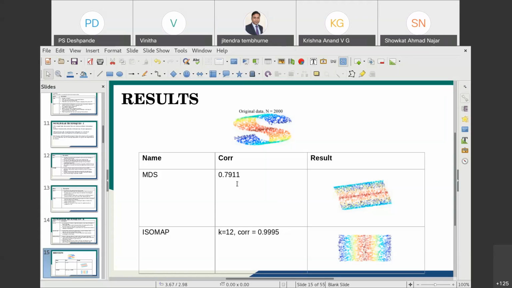You can also visualize how they look, because the S curve is a three-dimensional figure, and I put it in a two-dimensional representation. You see that in MDS we have the blue patch, but the colors are more separated along the manifold. If you traverse this S, you will come across different colors, and you see that in isomap that color sequence is more visible. That's why you have more correlation in isomap.